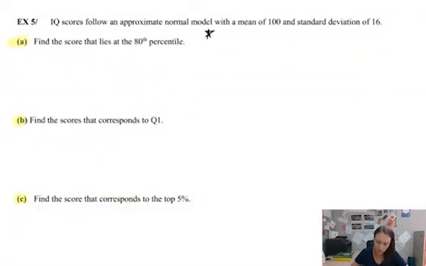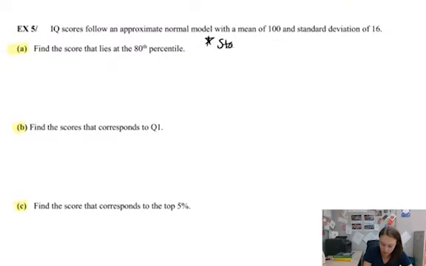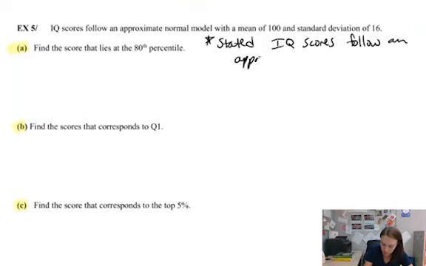Right, IQ scores follow an approximately normal model with a mean of 100 and a standard deviation of 16. So again, we just want to make a little statement. It's stated that IQ scores follow an approximately normal model. Okay, find the score that lies at the 80th percentile.